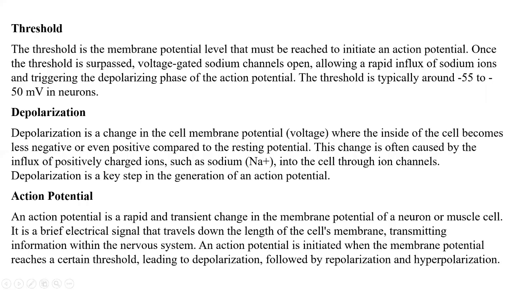Then moving on, threshold. Threshold is the membrane potential level that must be reached to initiate an action potential. Once the threshold is surpassed, voltage gated sodium channels open, allowing a rapid influx of sodium ions and triggering the depolarizing phase of an action potential. The threshold is typically around minus 55 to minus 50 millivolt in neurons.